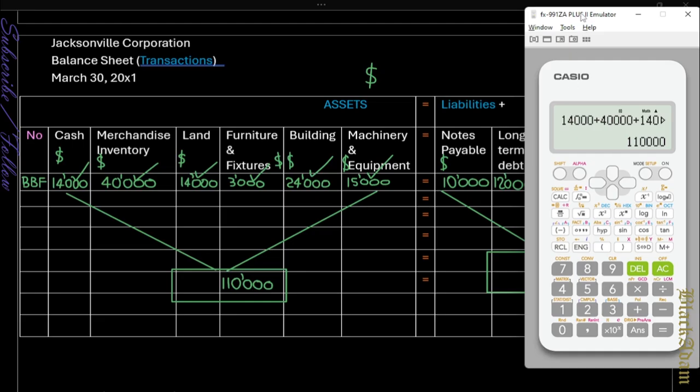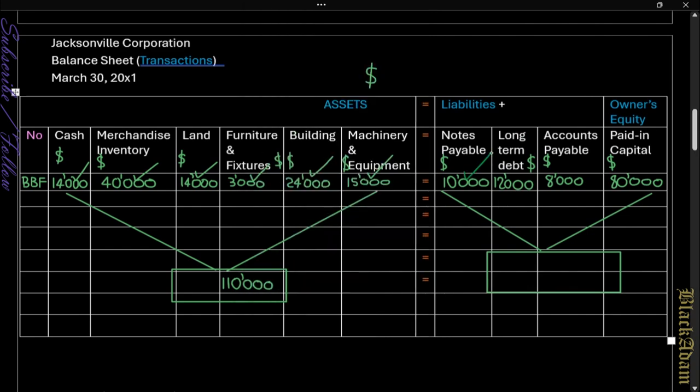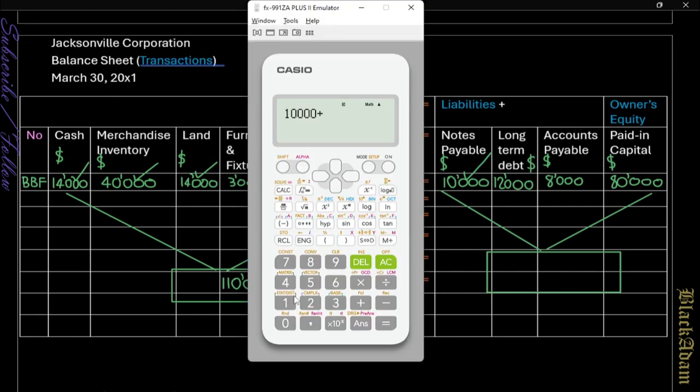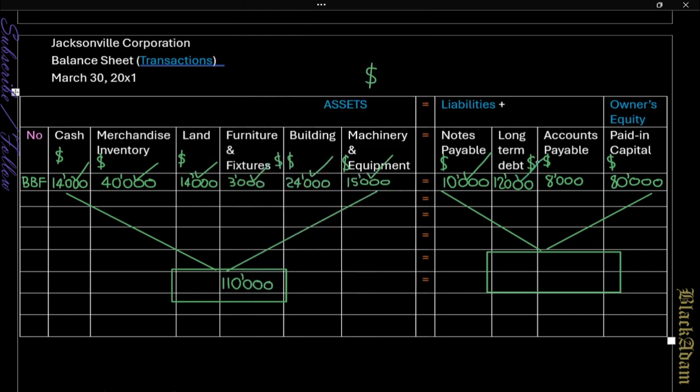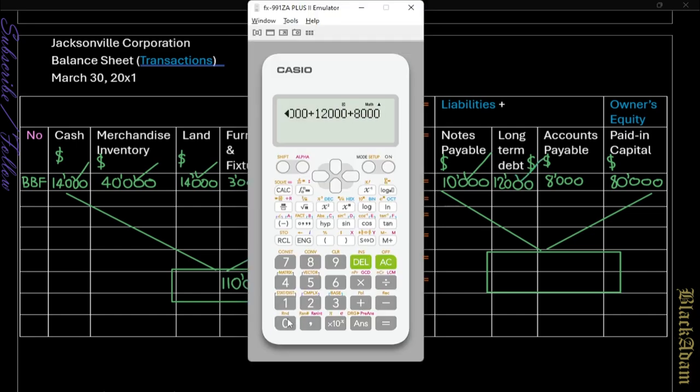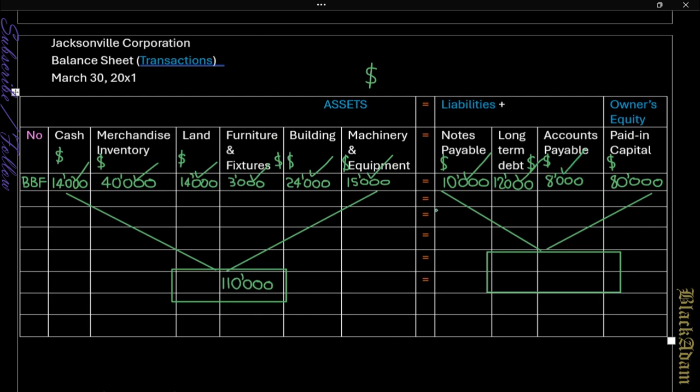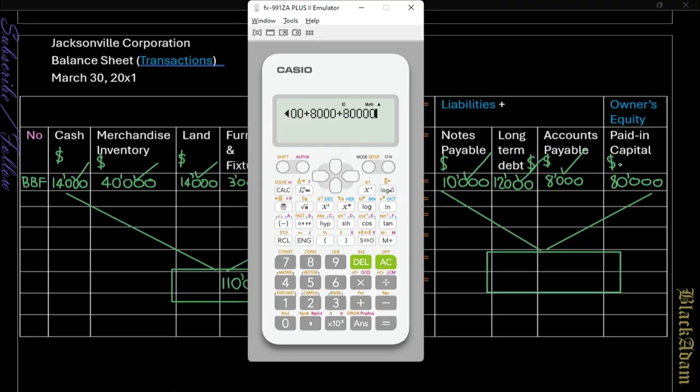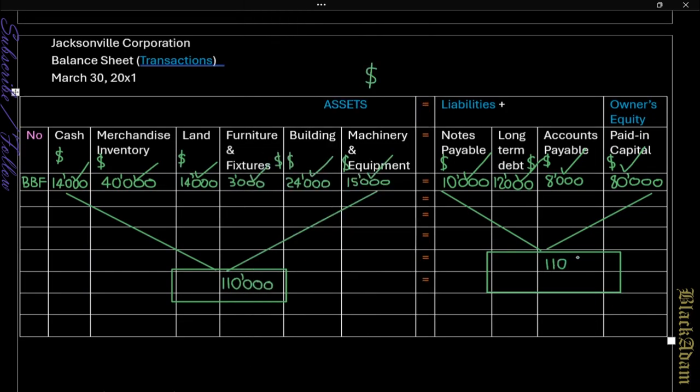The next one there is 10,000 plus 2,000 plus 12,000 actually, and then plus 8,000, and then plus 80,000. Let's see what it adds up to: 110,000. So the balance brought forward has balanced. If you have recorded it incorrectly, then you're not going to get it balanced. So the balance brought forward is balanced, and now we can proceed with the transactions on the following day.